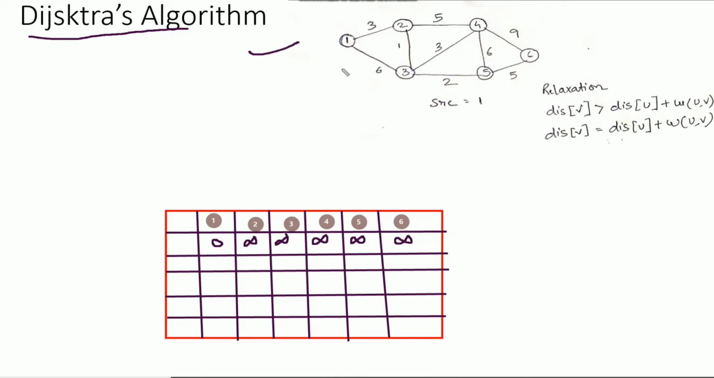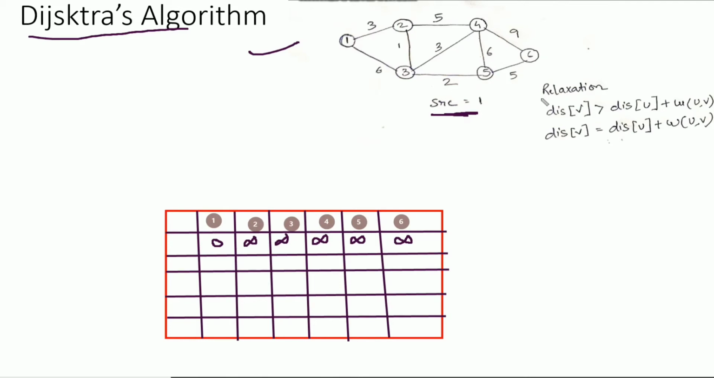To each edge there is a weight associated with it. This weight is nothing but the distance between the vertices. Our source vertex or the starting vertex is 1. So we need to find the shortest distance from the source vertex, that is from vertex 1, to all other vertices. That's why it's known as a single source shortest path. There will be only one source, and from that source we need to find the shortest distance to all other vertices that are there in the graph.